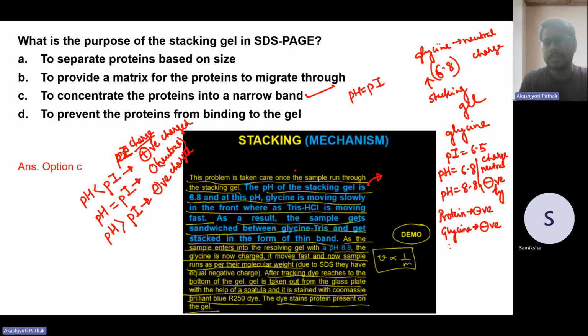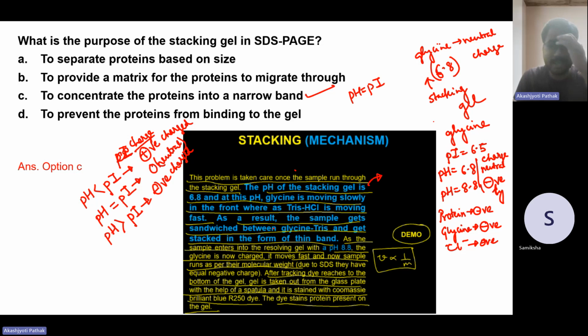And chloride ions are also present. These are also negatively charged because it is Tris-HCl. So Tris-HCl will have chloride ions, right? Now what happens in the separating gel, or the resolving gel? Your chloride and glycine will move ahead of your protein, because they have lower molecular weight.